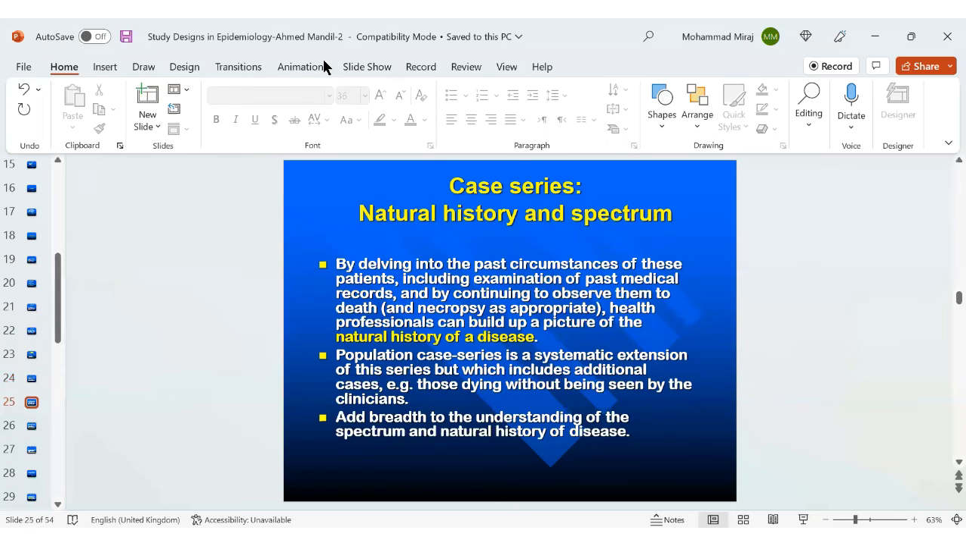And then whenever a case series happens, there is a natural history of the disease, and we try to understand those phenomena and how they are correlated. Based on this, there could be a population case series, which is a systematic extension of this series, which includes additional cases.